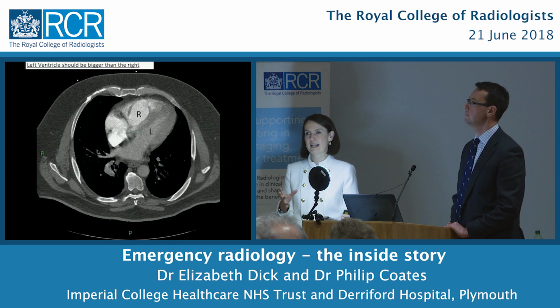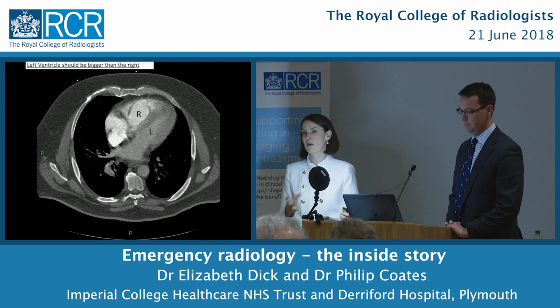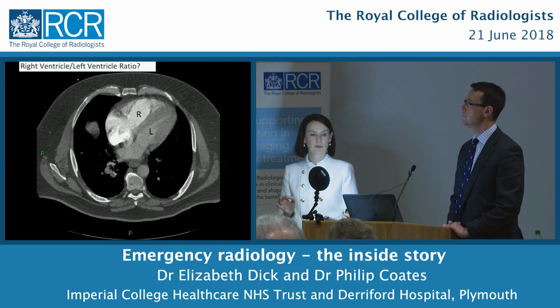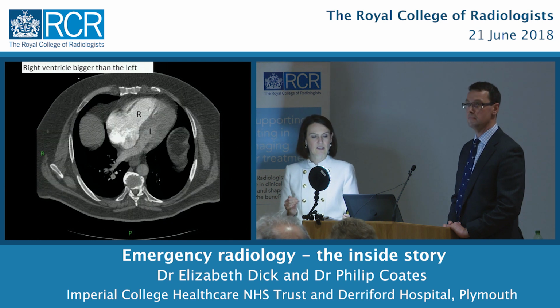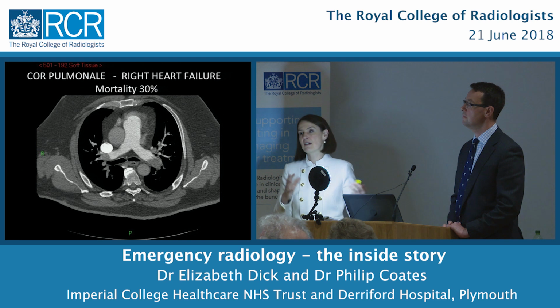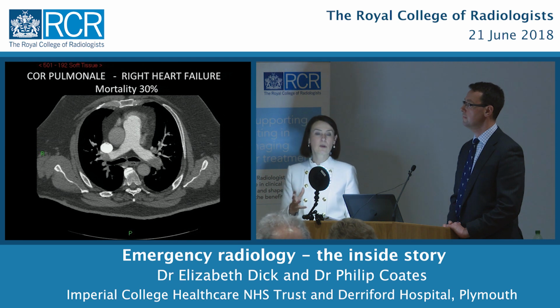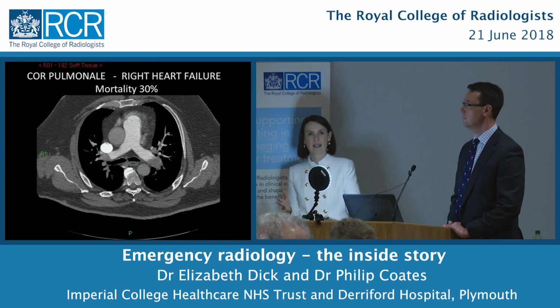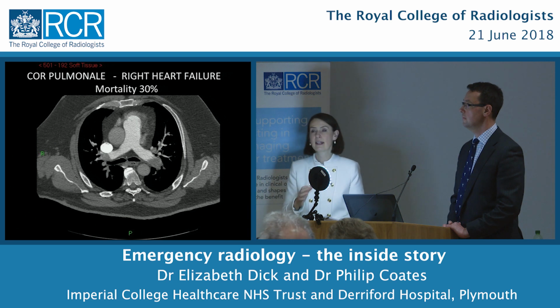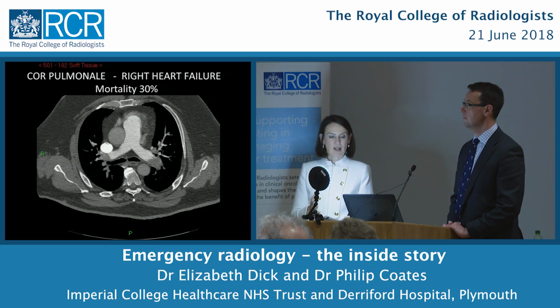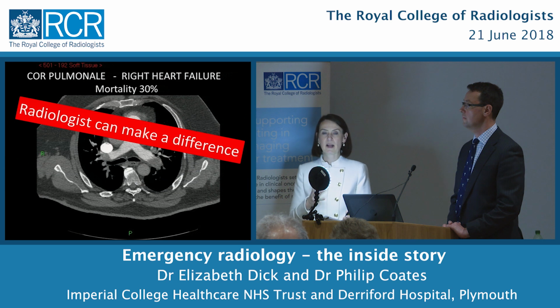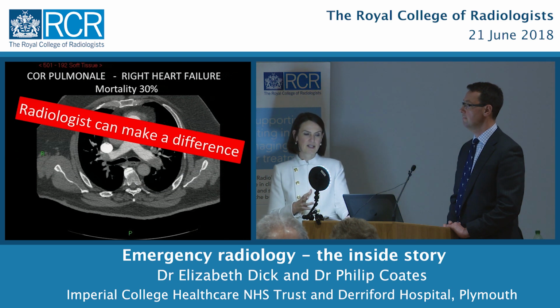And we can measure exactly what the diameter of the two ventricles are, but ultimately, big right ventricle, bad sign. The patient will compensate for a few hours, and then they will decompensate. And actually, this is a really serious condition. The patient develops right heart failure, which we call Cor Pulmonale, and the mortality, that means how many people will die, is 30%. So luckily, radiologists can make a difference, and my interventional colleagues made a difference in this patient.